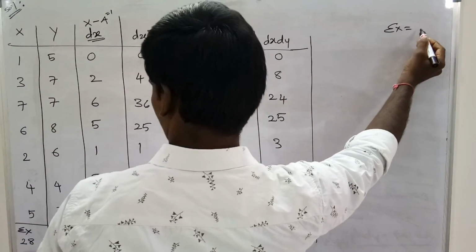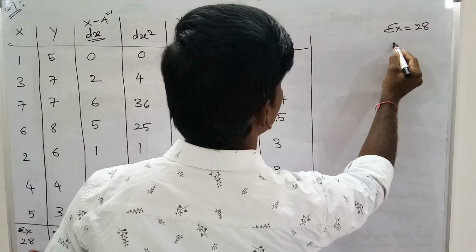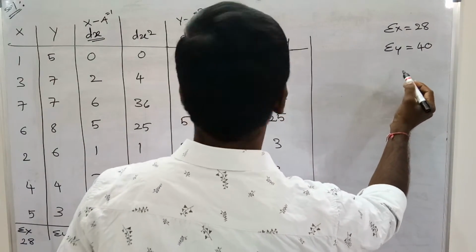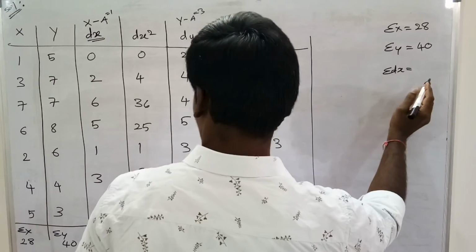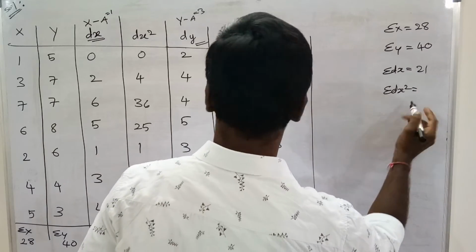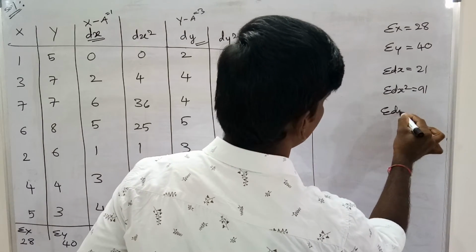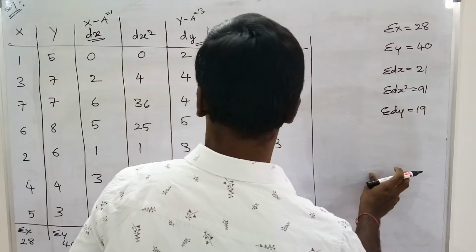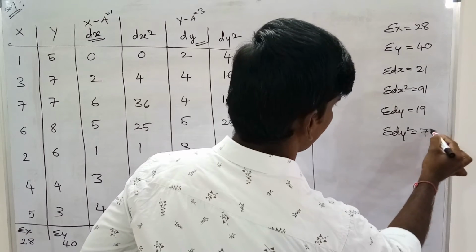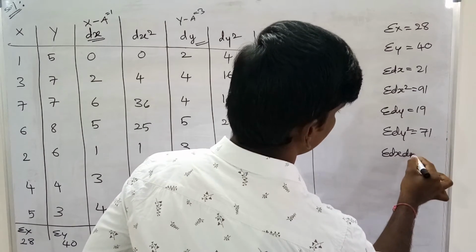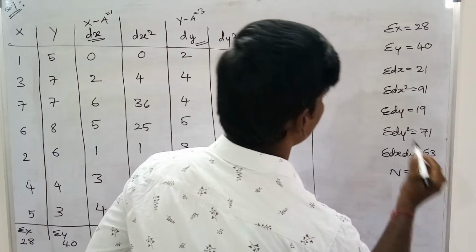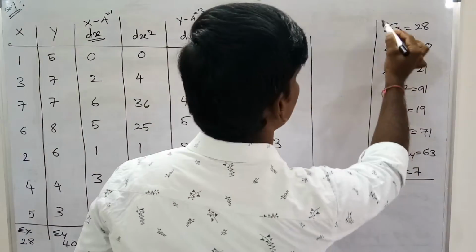Summation of x is equal to 28, summation of y is equal to 40, summation of dx is equal to 21, summation of dx square is equal to 91, summation of dy is equal to 19, summation of dy square is equal to 71, summation of dx dy is equal to 63, n is equal to 7.